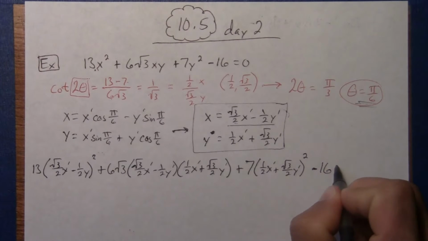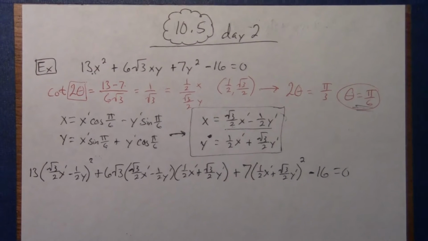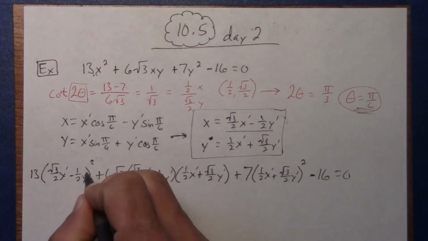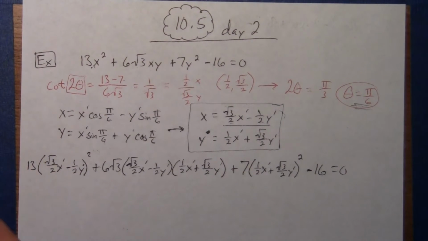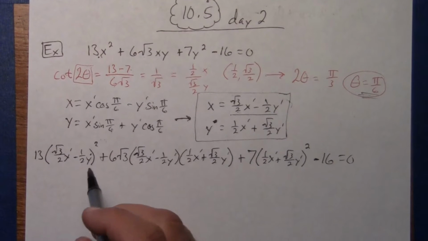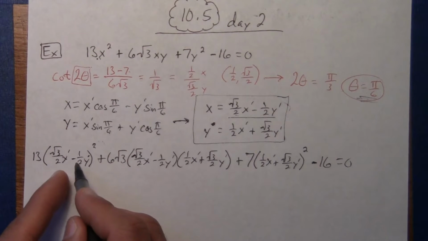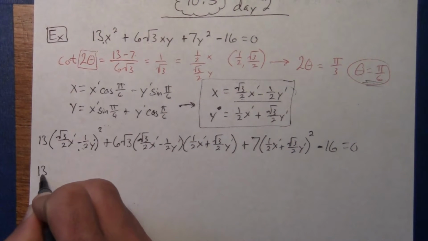Minus 16 equals 0. And so now I've got the equation written out where I no longer have x's, I have x primes and y primes, which all that means is that I'm on the rotated axes. Algebraically, I'm not going to really do anything differently. I'm going to solve. Now I'm going to go ahead and multiply or FOIL this out. Again, if you need to see the 2 sets of parentheses for this, please write them out. Alright, so leave the 13 alone for now.